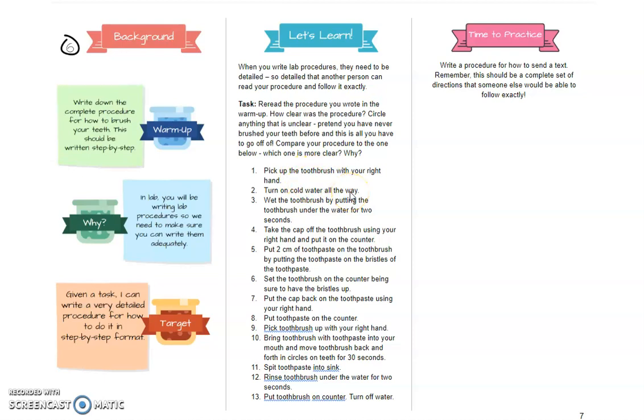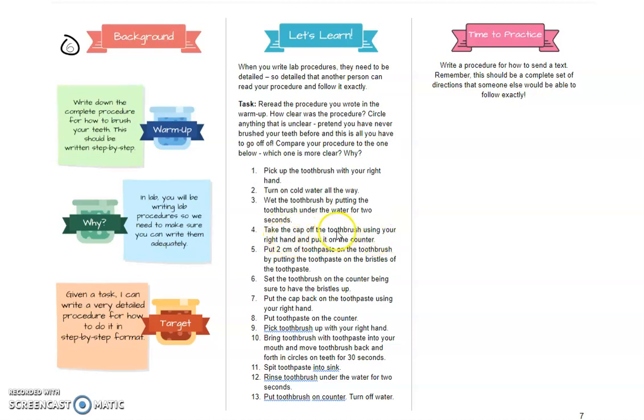So maybe you didn't talk about which hand to pick it up with. Turn on the cold water all the way. So maybe you didn't talk about turning on water or which water to turn on or how much to turn it on. Wet your toothbrush by putting the toothbrush under the water for 2 seconds. I could have written by your hand too by holding it there. But if you have under the water for 2 seconds, that's telling someone what to do with it and for how long. Then take the cap off the toothpaste using your right hand.